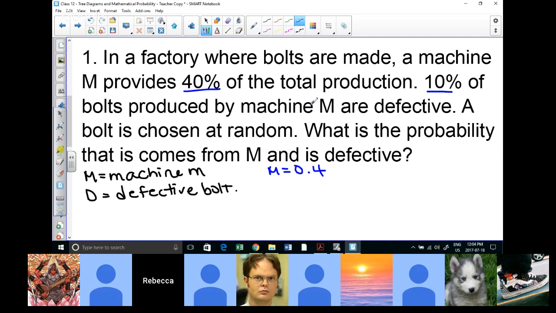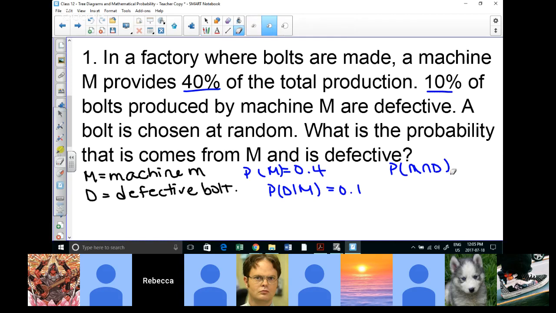10% of bolts produced by machine M are defective. So given that it comes from machine M, how many are defective? That's 0.1. So it's 10%. They're looking for the probability. So this is a probability of M, P of M, just there. They're looking for the probability that it comes from M and is defective. So they're looking for the intersection.